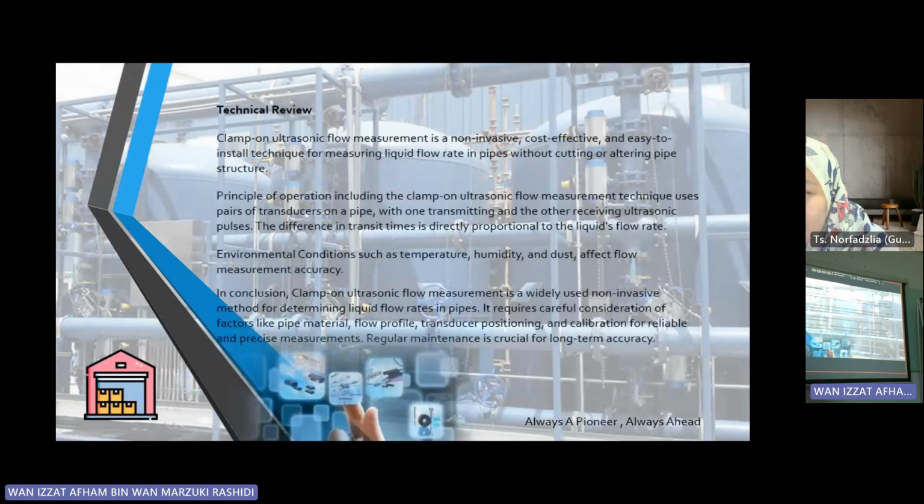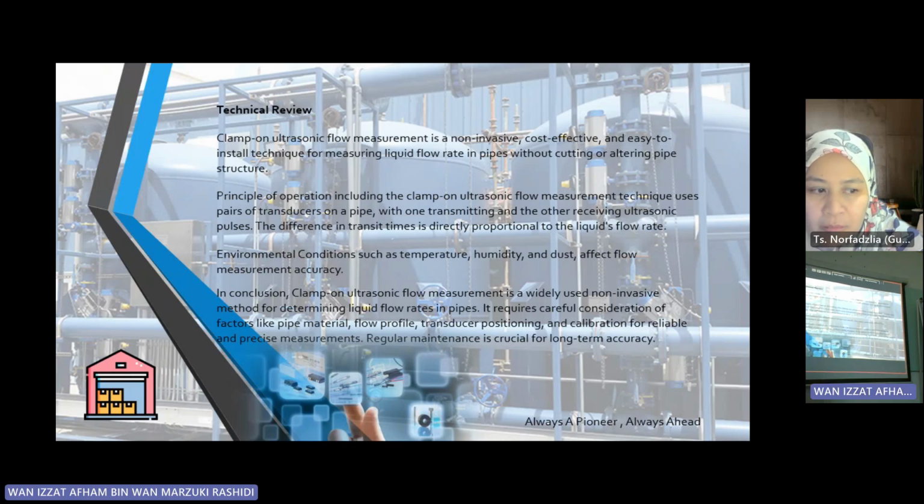Let's go to the technical review. Clamp-on ultrasonic flow measurement is a non-invasive, cost-effective and easy-to-install technique for measuring liquid flow rates in pipes without cutting or altering the pipe structure. The first one is that the measurement is non-invasive. Non-invasive means we don't have to use any hardware or cutting tools to cut the pipe. We just place the clamp-on on the outside without touching the media and so on.